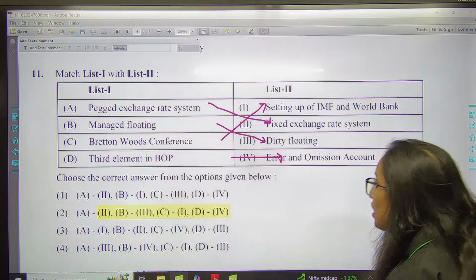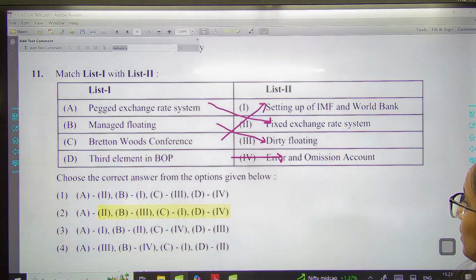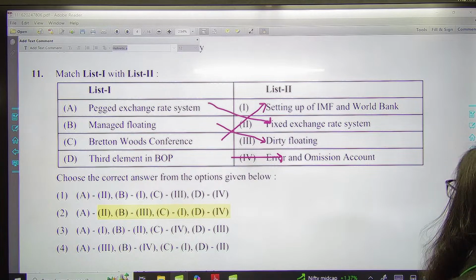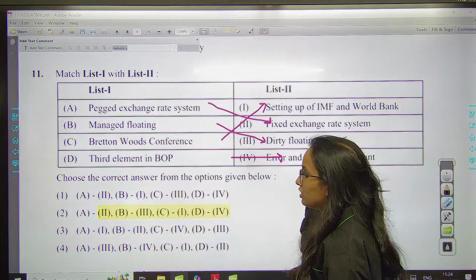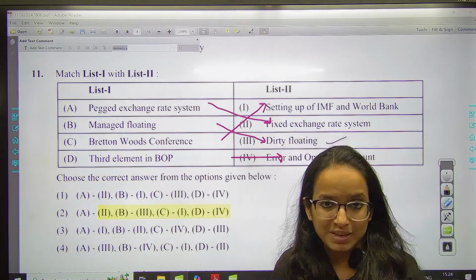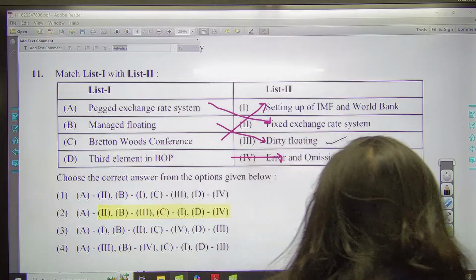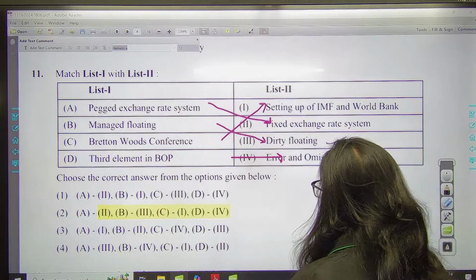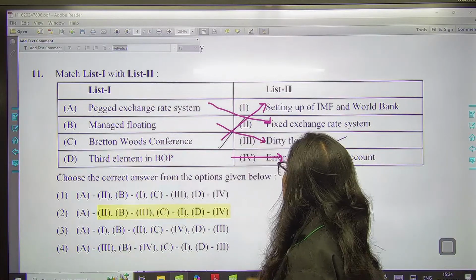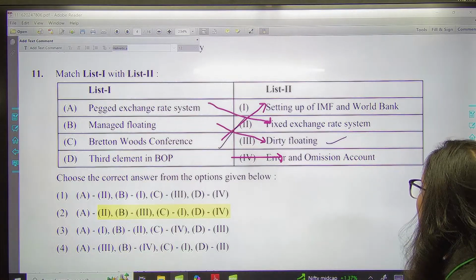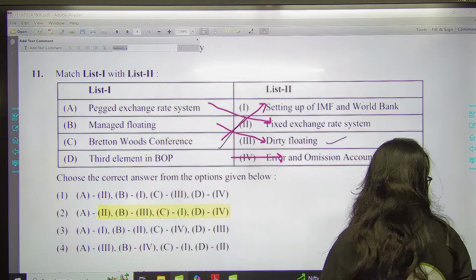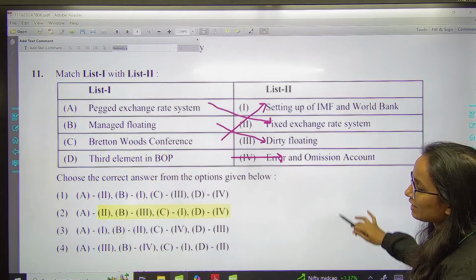Monetary policy. In foreign exchange, you see pegged exchange rate system where exchange rates are fixed. What is managed floating? Also known as dirty floating, where the state intervenes to manage the foreign exchange value of your domestic currency. Then there is Bretton Woods conference. What is Bretton Woods conference? It has set up IMF and World Bank. Then what is third element of BOP? It is error and omission account. So from foreign exchange, 2 questions extensively they have asked.